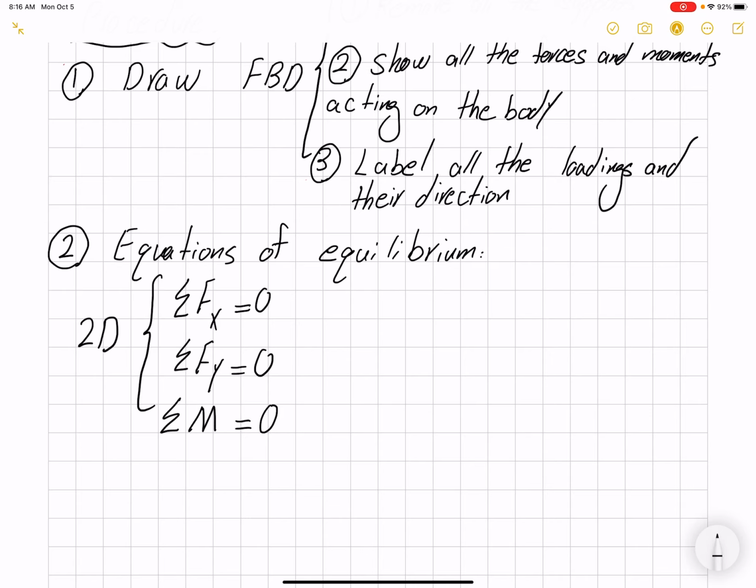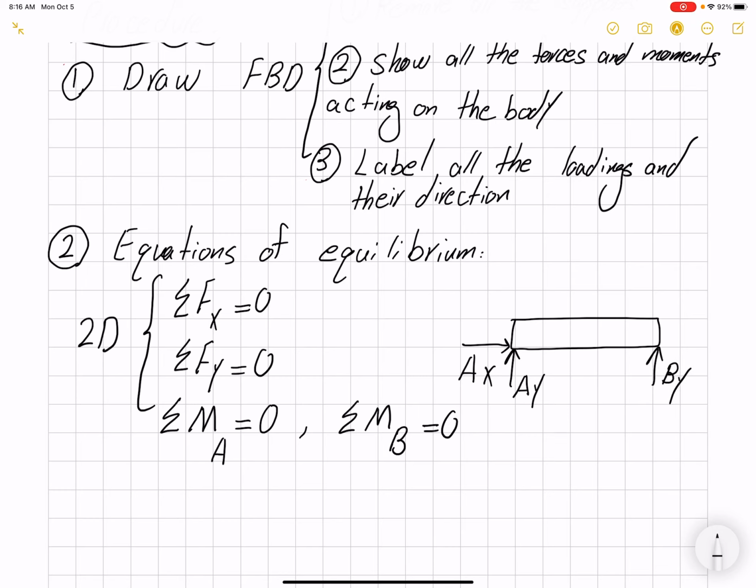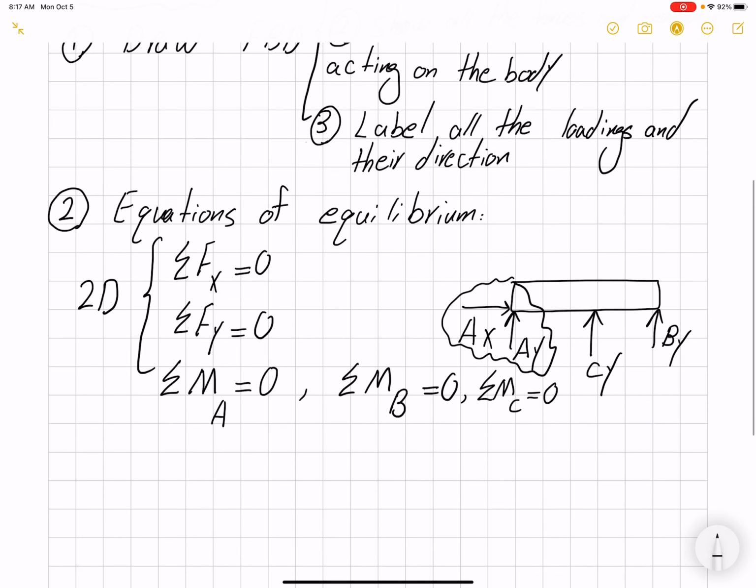So in two-dimensional, we can write a moment equation about any point of interest. Let's say I'm going to write it about point A, or alternatively, I can write about point B. If I have a beam with different loading acting on our beam at point A, at point B, let's say at point C, I can write a moment equation about any point. But we usually write a moment equation about a point that has more loading, so we can get rid of some of our loading when we write a moment equation about that point.